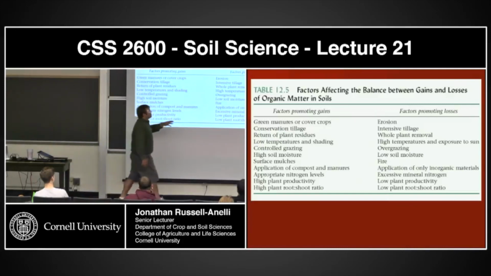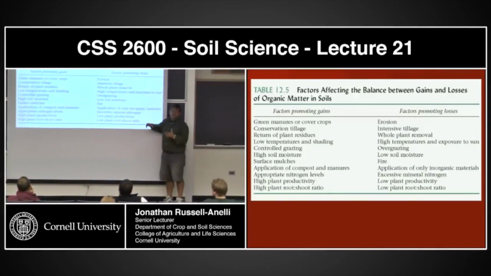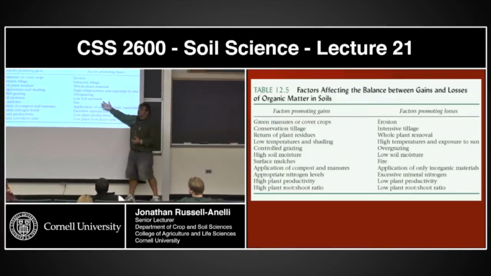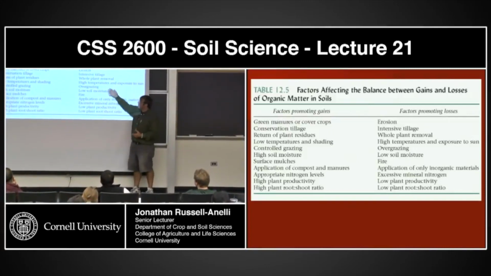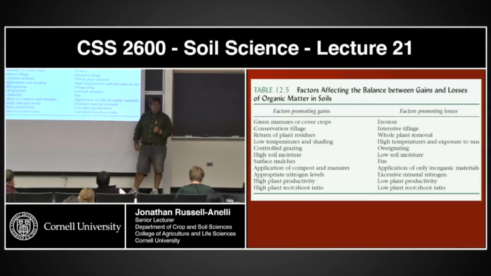Now, the factors that promote loss are basically things that are increasing harvesting, increasing the loss of that material off the soil: erosion, overgrazing, fire, excessive mineral nitrogen, putting too much fertilizer on, low plant productivity as a result, anything that's really going to increase that loss from the system. Okay, does that make sense?